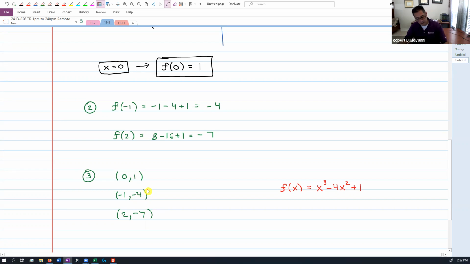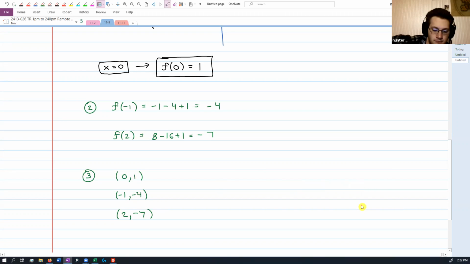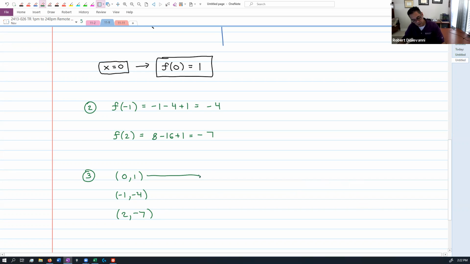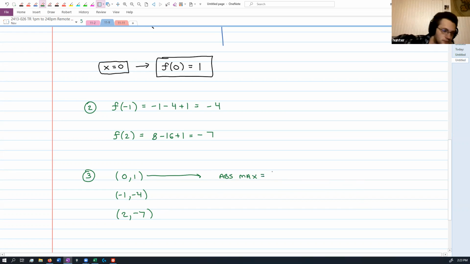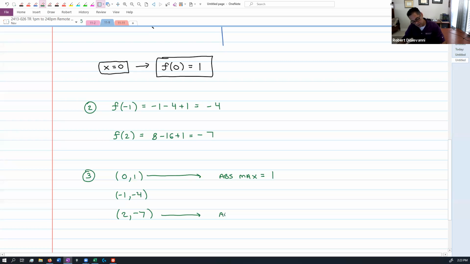So what is the conclusion here? What is the absolute maximum? 1, right? This right here is where we get the absolute maximum of this function, the number 1. And the absolute minimum of this function is -7. Now, we're only talking about on this interval. We're not talking about everywhere, just within this interval.